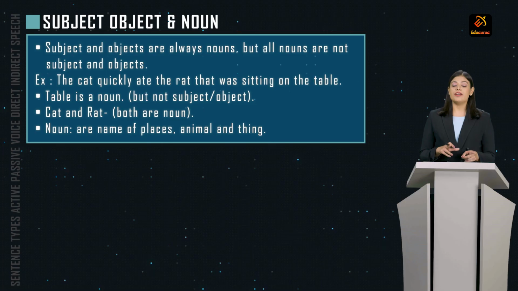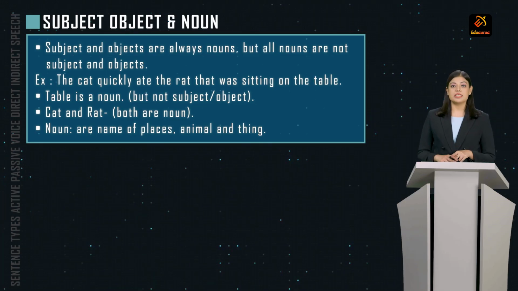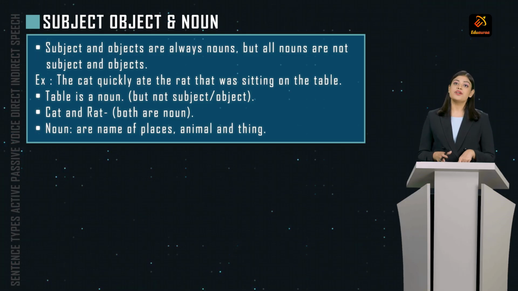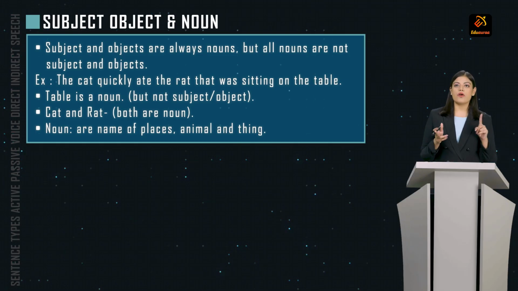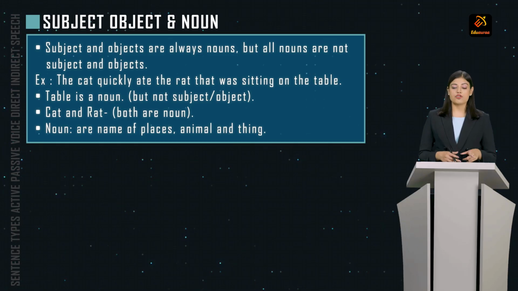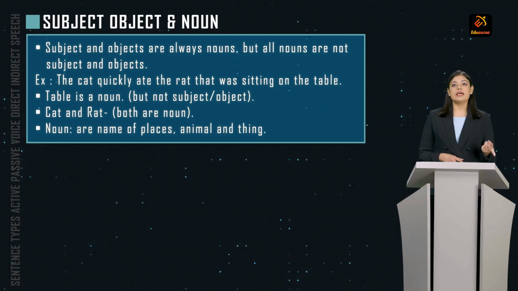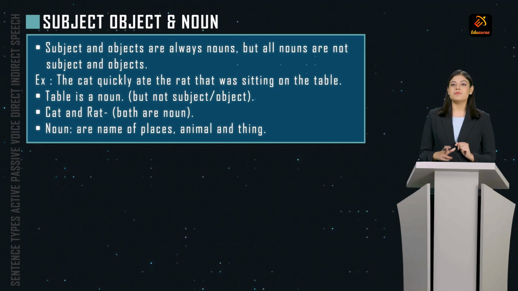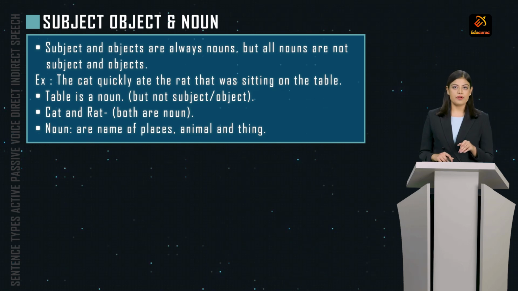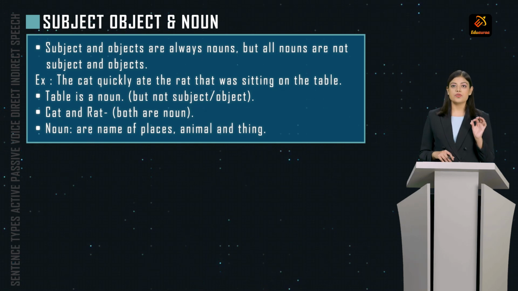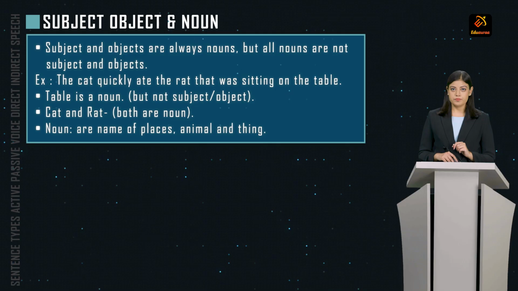But on the other hand, if you look at the subject and object in the sentence, if you look at cat and rat, both of them are nouns. Right? So all nouns cannot be S or O, subject or object, but all S and O's will always be nouns. This is a hard and fast rule of grammar. There are no variables in this, so you should not get confused.